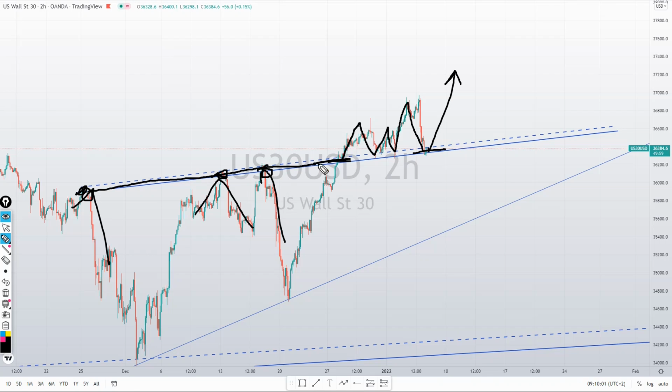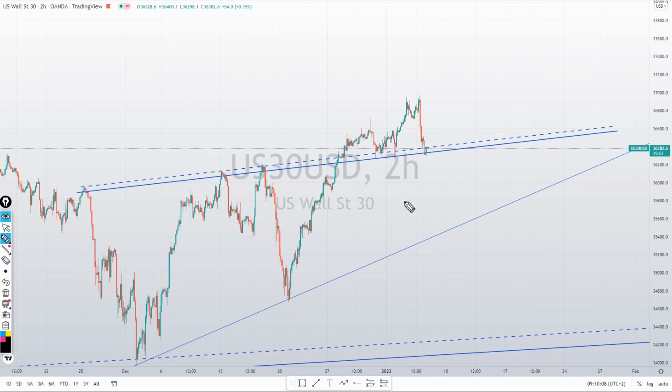Because this is now our support area. From here, the market might keep pushing higher. But yes, there's possibility that the market can still push lower and maybe come back and respect this area. There is that possibility. At the moment, we don't know.